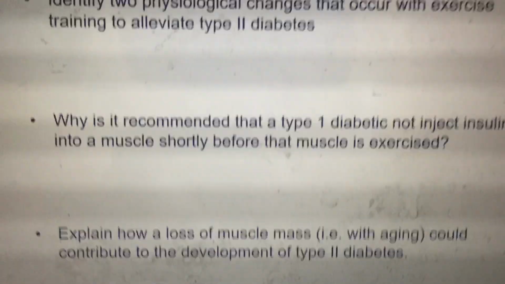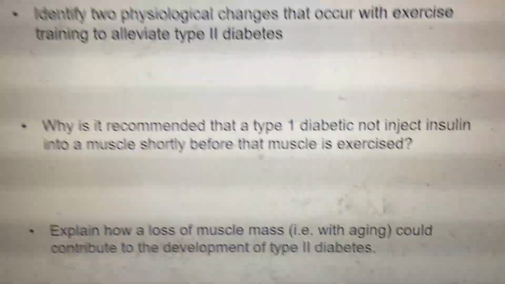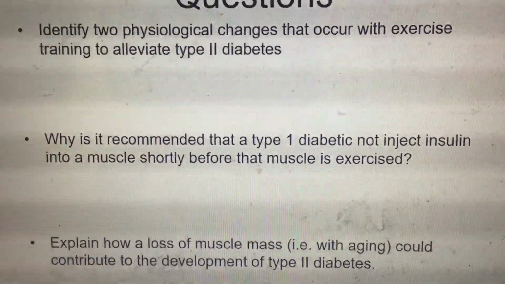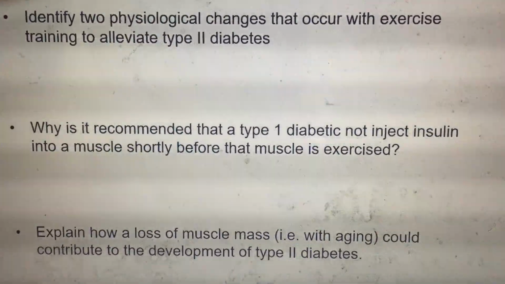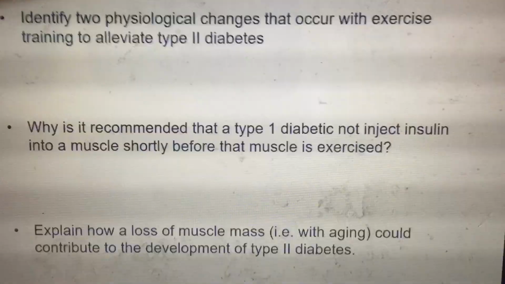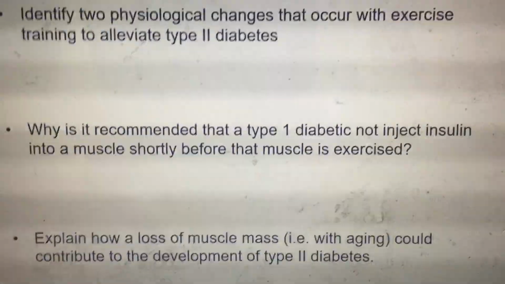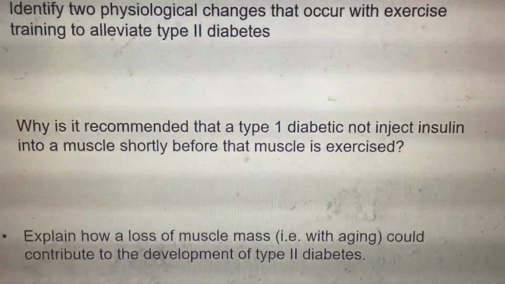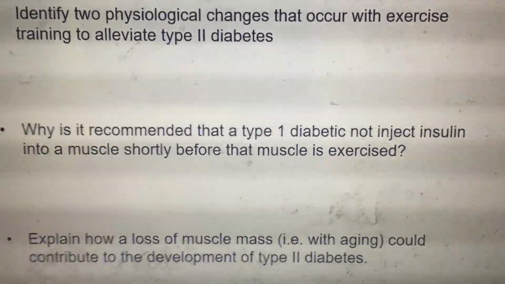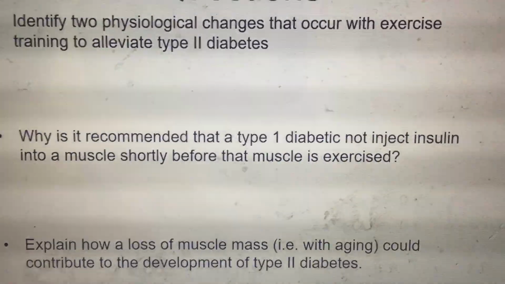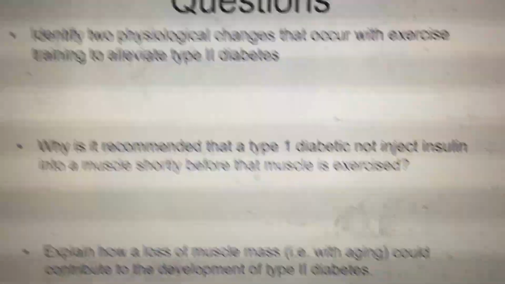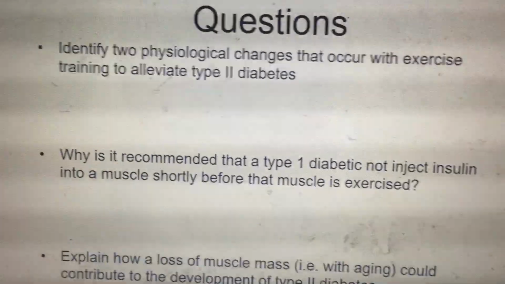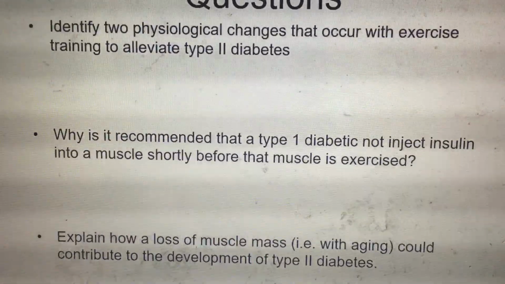So the next question I have up here deals with type 1 diabetes. And the question here is, why is it recommended that a type 1 diabetic not inject insulin into a muscle shortly before that muscle is exercised? So the problem with type 1 diabetics is that they can't produce insulin from their pancreas, and so they can't get glucose into the muscle unless they take insulin injections.